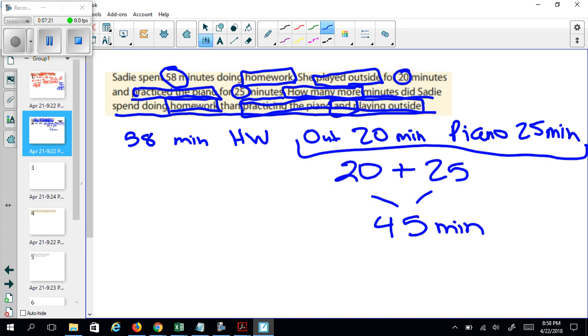Now, are we going to add, subtract, multiply, or divide? I know a lot of you are going to say adding because you see the word more here. But if you look in your notebooks, in your keywords, where does it say how many more? Is it under addition? No, it's under subtraction. So we have to take the 58 minutes of homework, and we need to subtract it from the 45 minutes of doing the piano and playing outside.